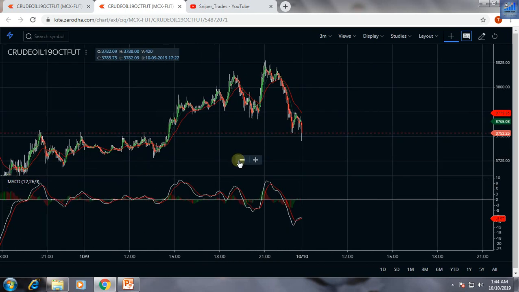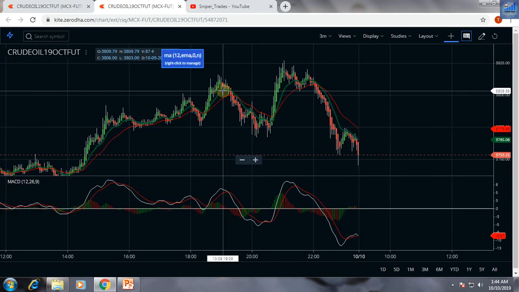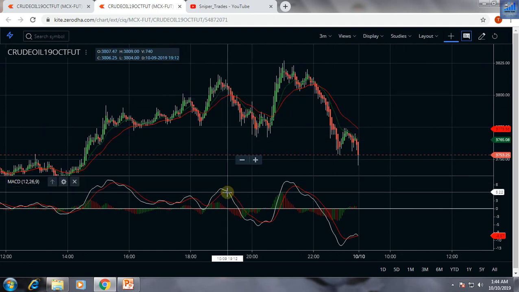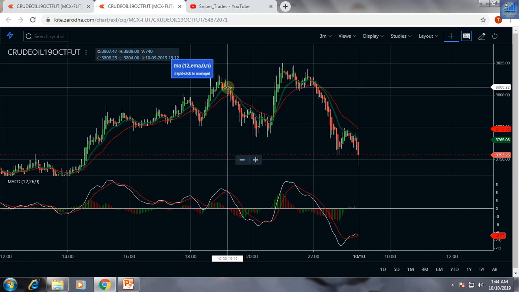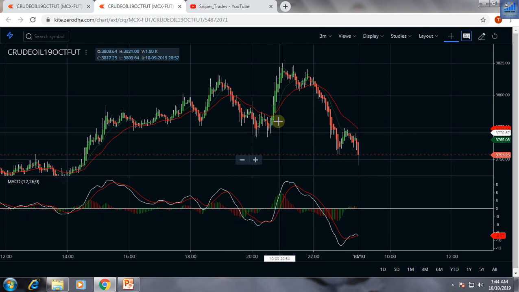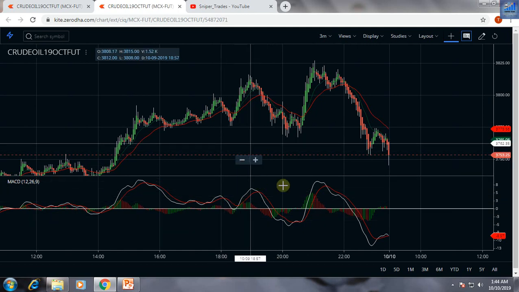So as we can see, everywhere when the crossover occurs, the price will be moving either downward or upward. If this white line is crossing downwards through the signal line, we can see that the price is moving downwards, and when the MACD line is crossing above the signal line, the price is moving upward. That is what the crossover means.